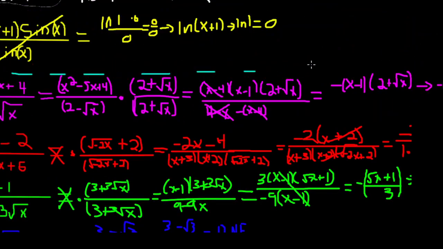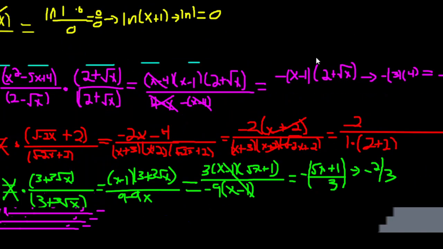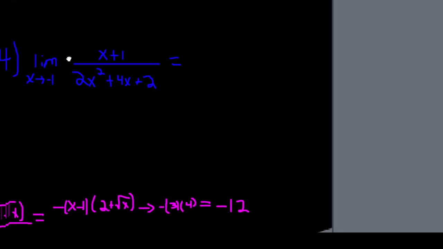There's one more I missed up here, I think. Yep. Here it is. So let's plug in negative 1 just to be sure. So you get negative 1 plus 1 is 0. Then plug it down here. We get 2 minus 4 plus 2. That is 0 over 0. All right, we're going to have to do some work.